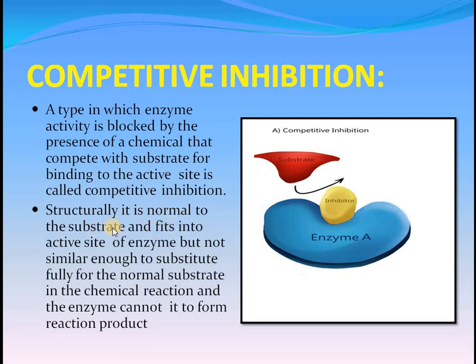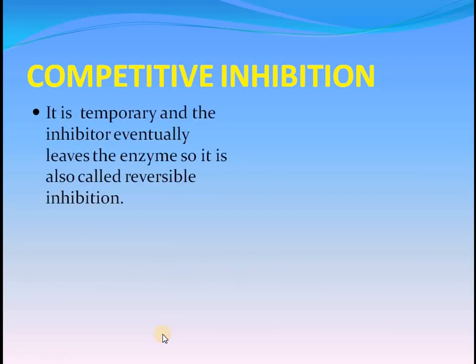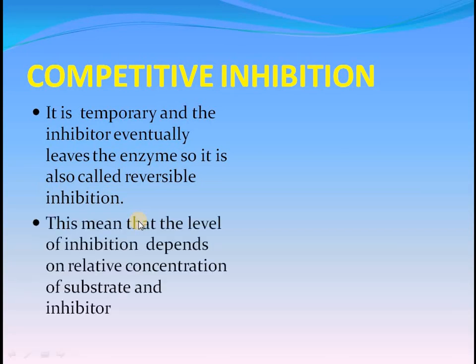Structurally it is similar to the substrate. It looks exactly like the substrate, and fits into the active site of the enzyme, but is not similar enough to substitute fully for the normal substrate in the chemical reaction. It looks like the substrate, but does not substitute for it, and the enzyme cannot use it to form the reaction product. Now it is temporary and the inhibitor eventually leaves the enzyme, so it is called reversible inhibition.